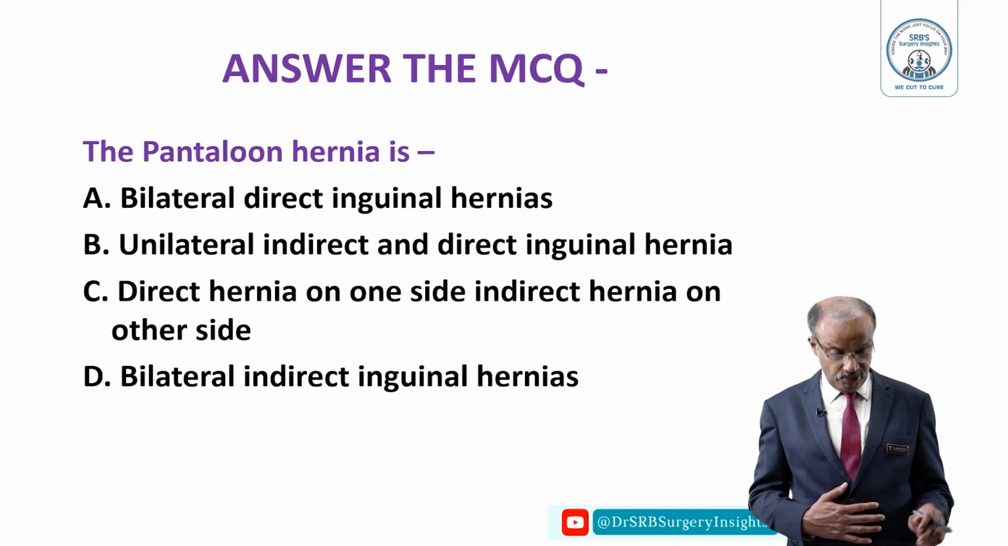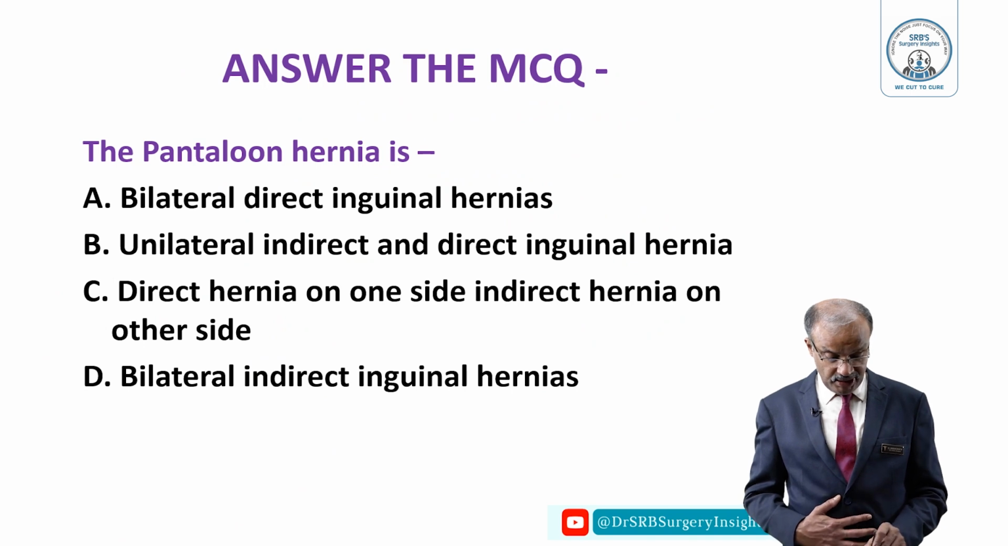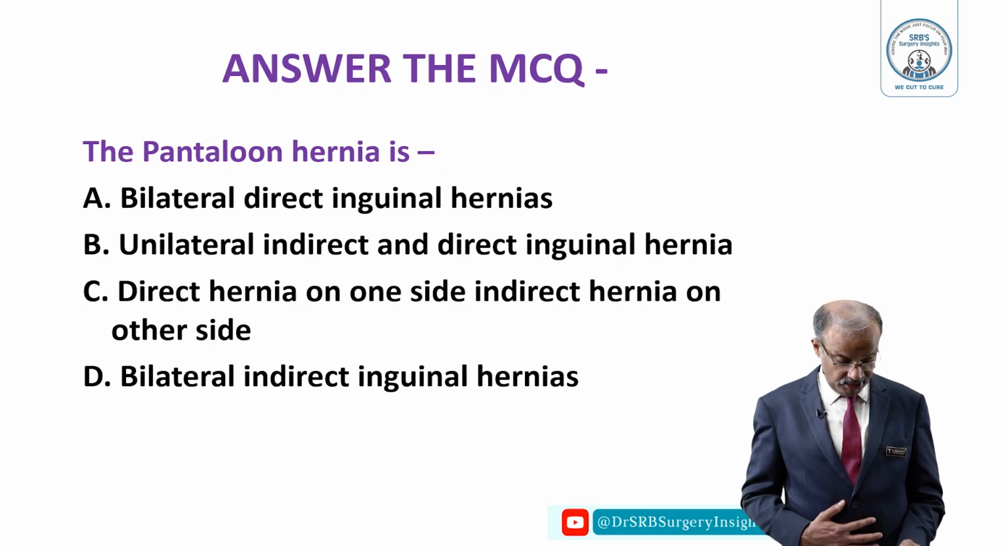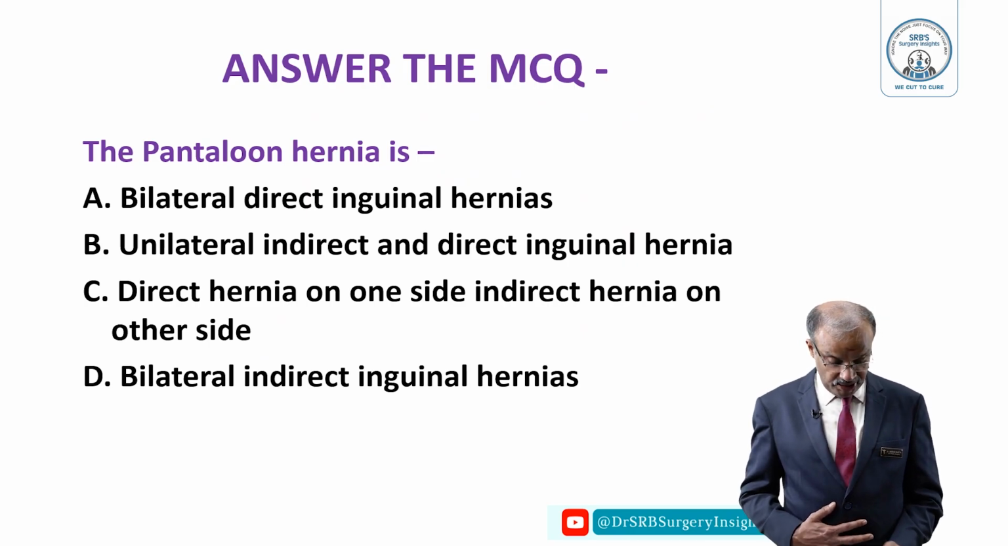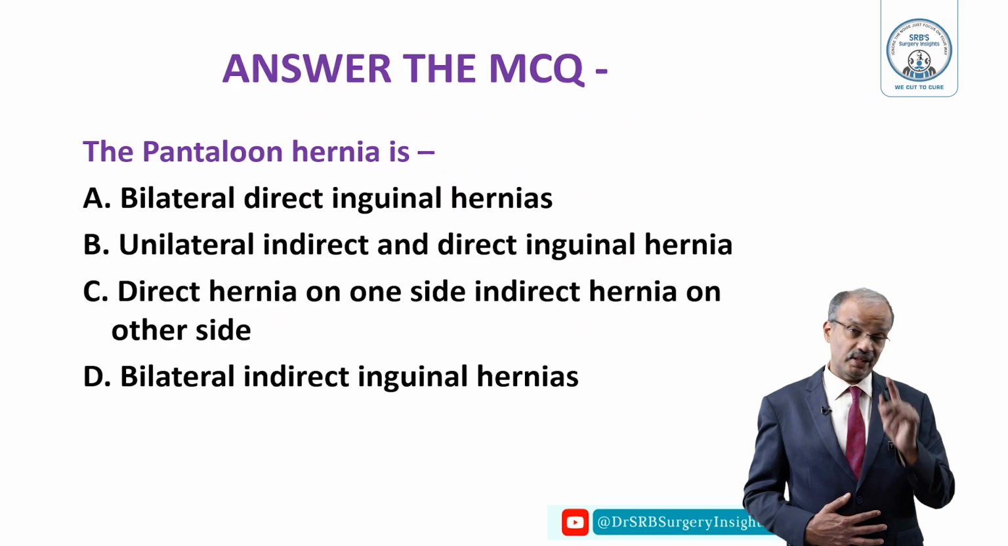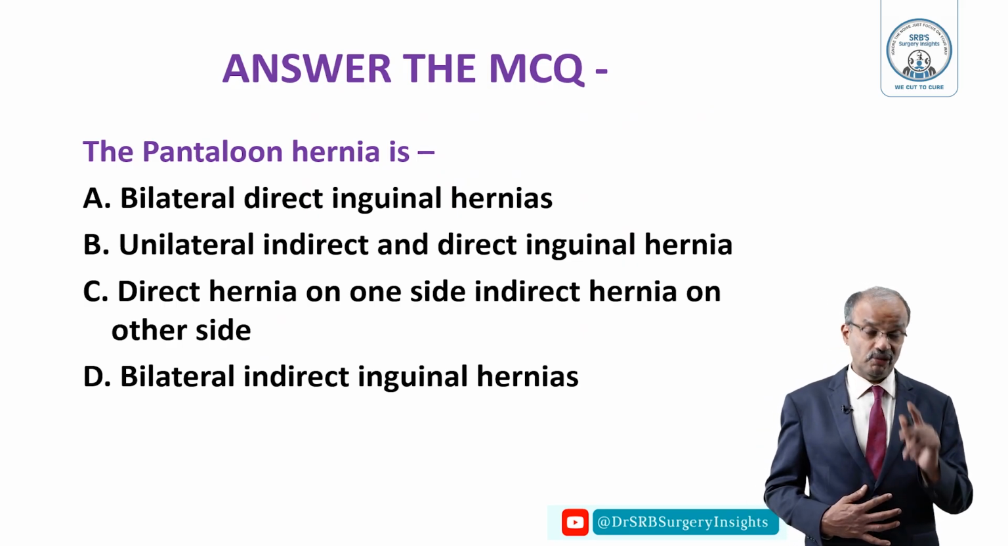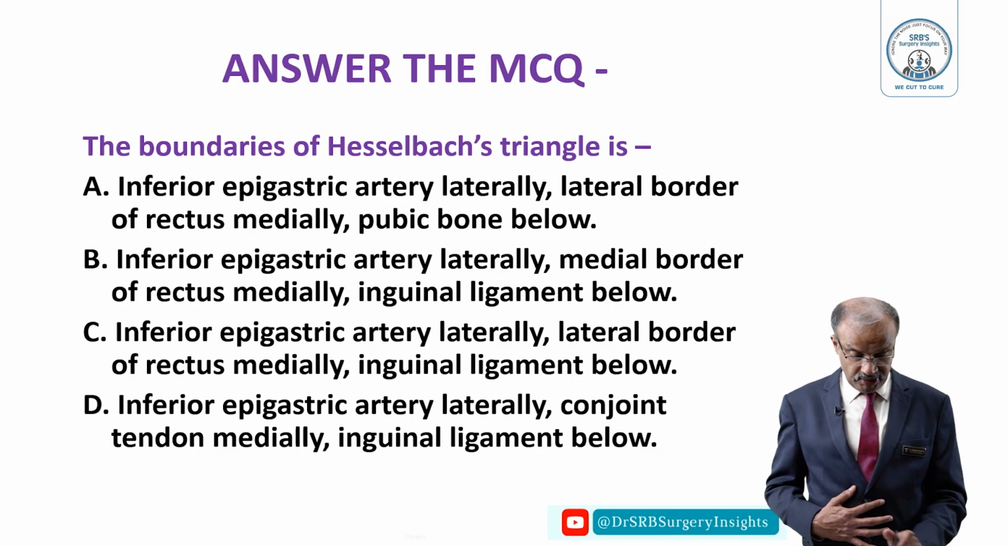So answer the MCQ. Pantaloon hernia is: bilateral direct inguinal hernia, unilateral indirect and direct inguinal hernia, direct hernia on one side and indirect hernia on the other side, or bilateral indirect inguinal hernias. Students, put the right answer in the comment box. I will get back to you tomorrow.